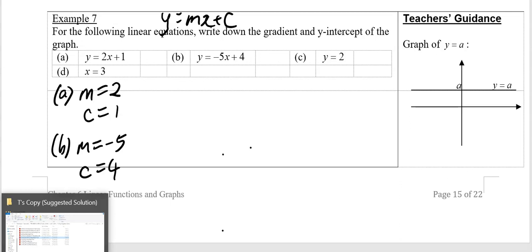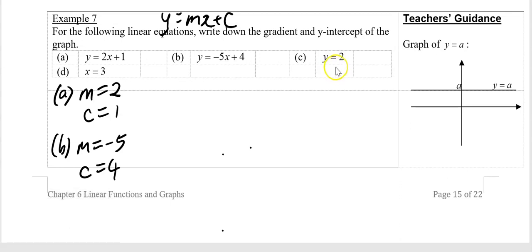Now for part C, we notice that the equation of the line is y equal to 2. Now this is more interesting because you realize that this y equal to 2 is not of the form of y equal to mx plus c. So when we see the equation of the line as y equal to 2, what we have to do is look back at the formula for our gradient.